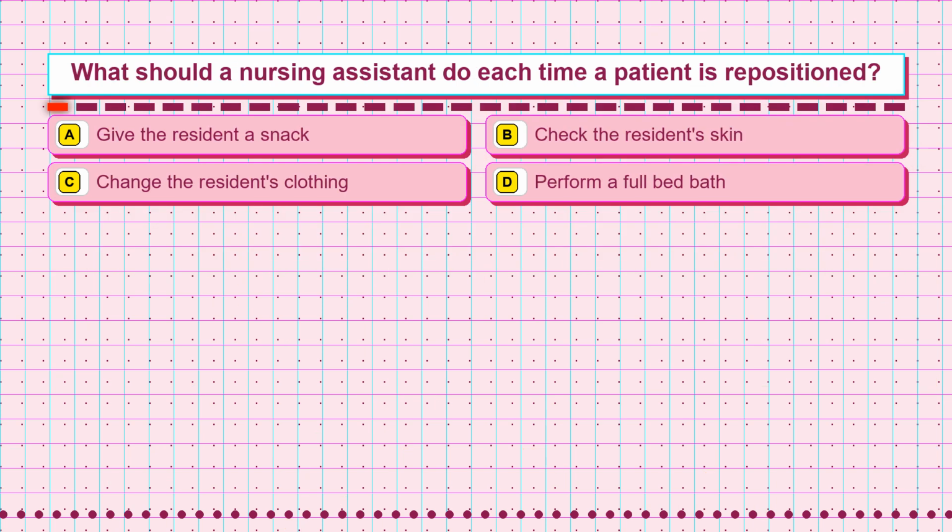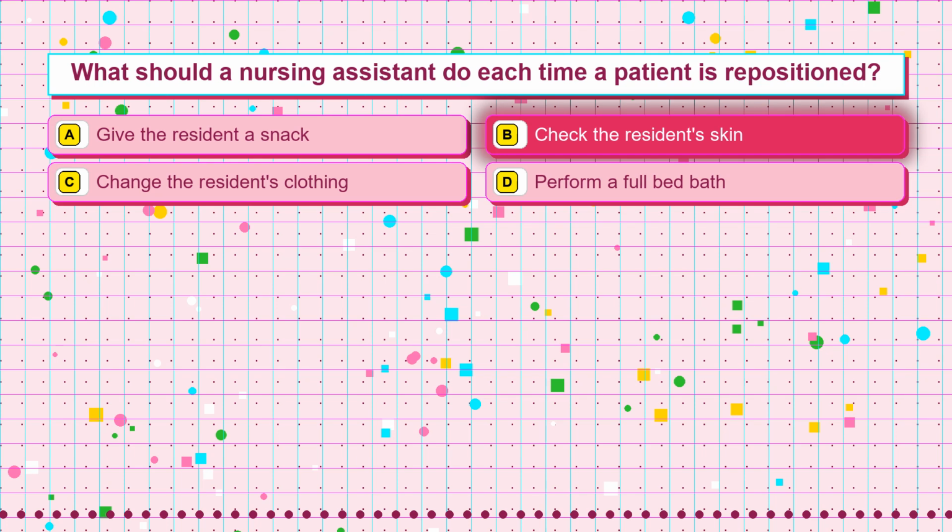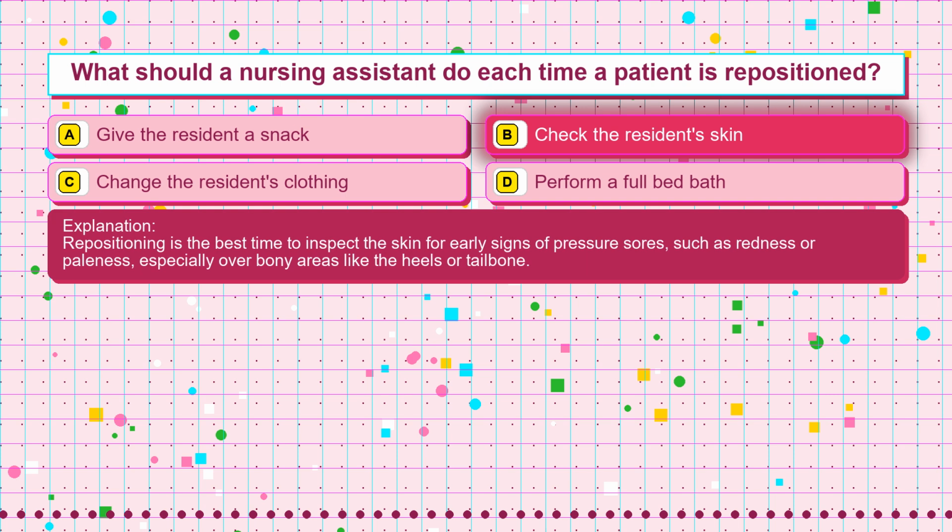Question 59. What should a nursing assistant do each time a patient is repositioned? Option A, give the resident a snack. Option B, check the resident's skin. Option C, change the resident's clothing. Option D, perform a full bed bath. The correct answer is option B. Check the resident's skin. Repositioning is the best time to inspect the skin for early signs of pressure sores, such as redness or paleness, especially over bony areas like the heels or tailbone.